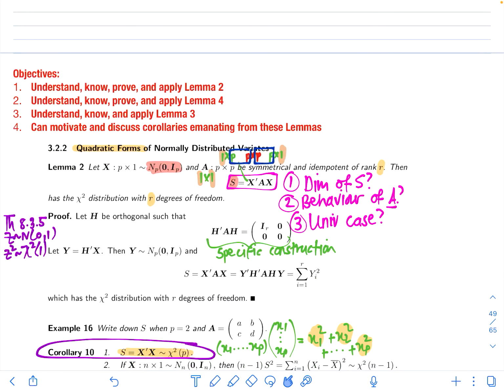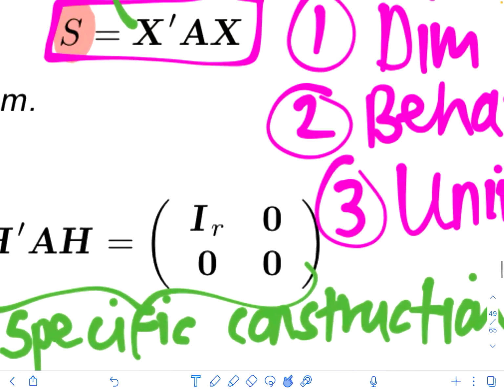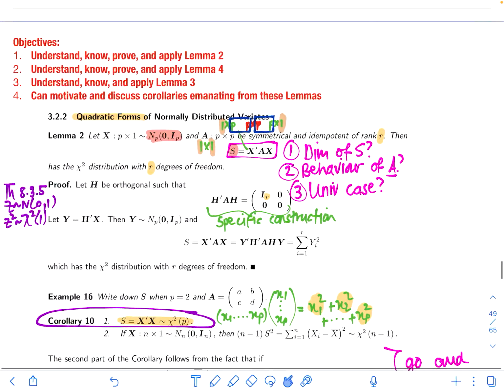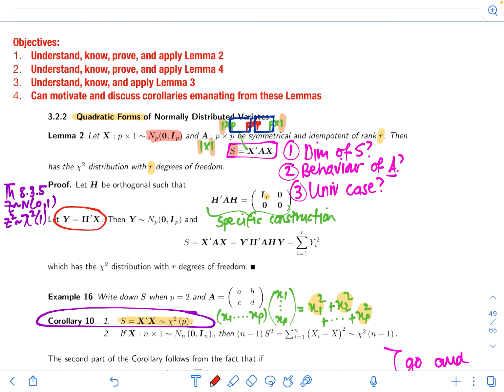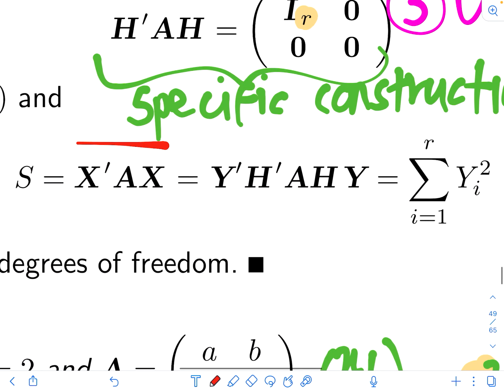So let's prove this. H is some orthogonal matrix such that H transpose AH is an I_r, 0, 0, 0 matrix. Take note specifically that that r over there corresponds to the rank of A. Now we build an auxiliary variable. Let's call this auxiliary variable Y. Y will still be multivariate normally distributed. And we can now go and say, that's my definition of my quadratic form.